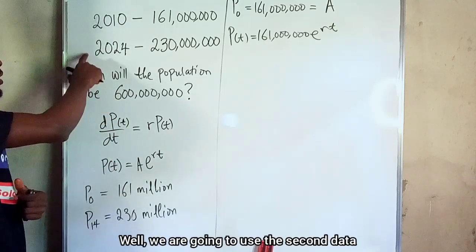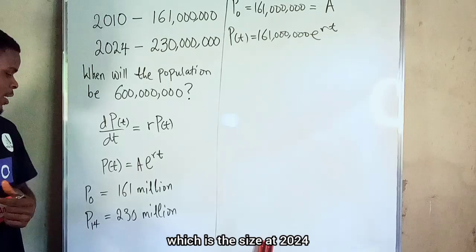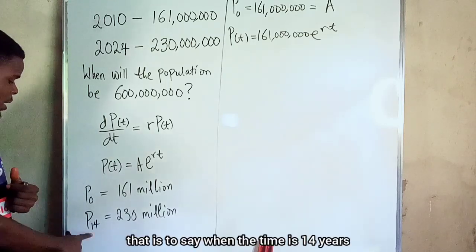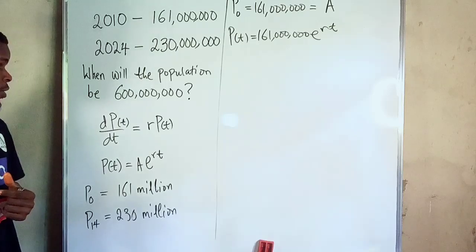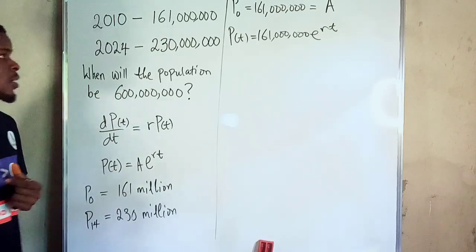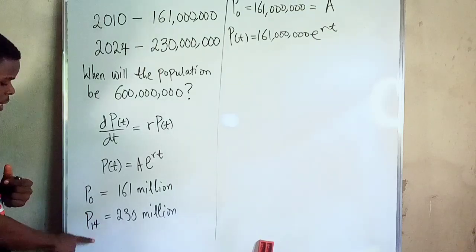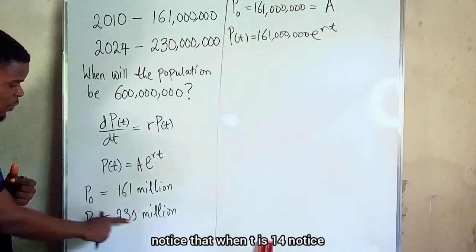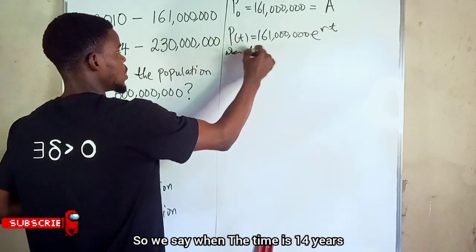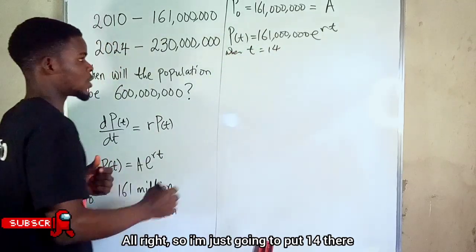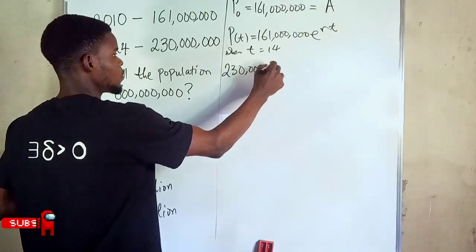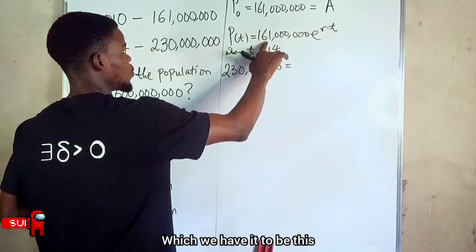We're going to use the second data, which is the size in 2024, which we call P14. That is to say, when the time is 14 years. Good. I forgot to mention that t here is in years. So when t is 14, notice that we have 230 million. So we say when the time is 14 years, I'm just going to put 14 there, the population size is 230 million, which we have to be this.